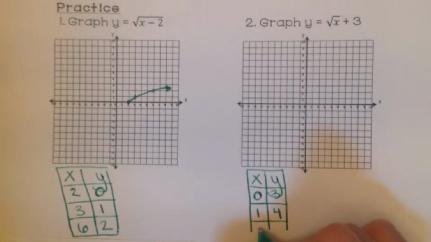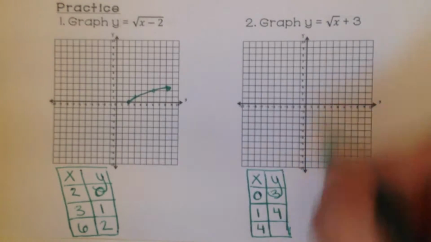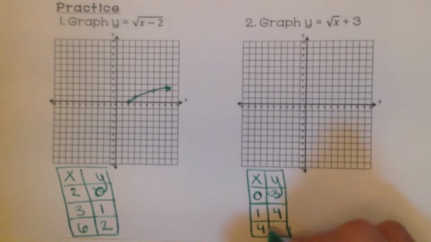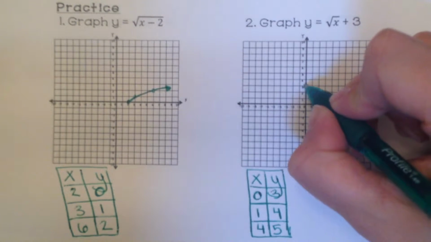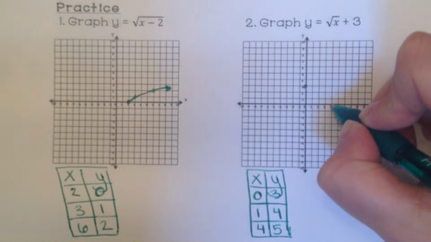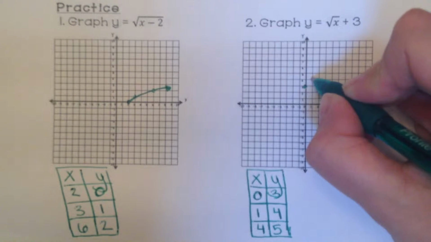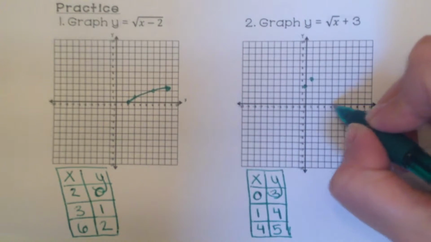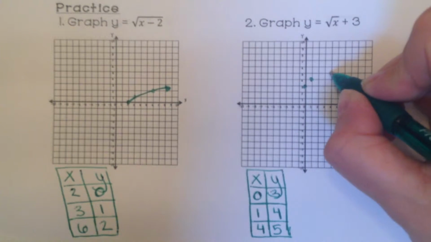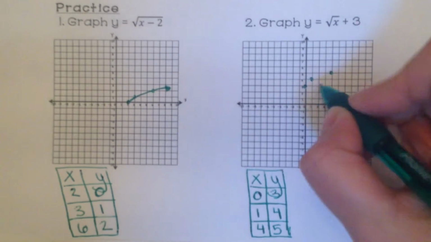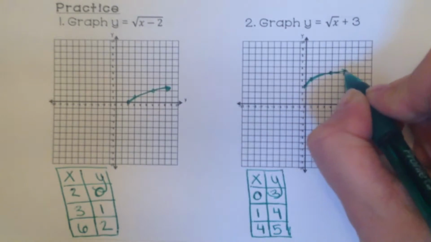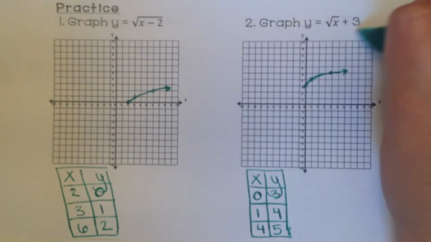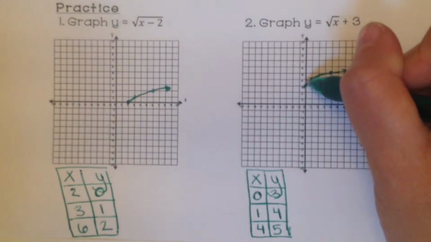Then I want it to be 4 underneath, so that's what I'm going to plug in. Square root of 4 is 2. 2 plus 3 is 5. I'm going to graph these. When x is 0, y is 3. When x is 1, y is 4. And when x is 4, y is 5. Okay, so you can see it'll continue up, and when it was a value added on outside, it shifted it up vertically.